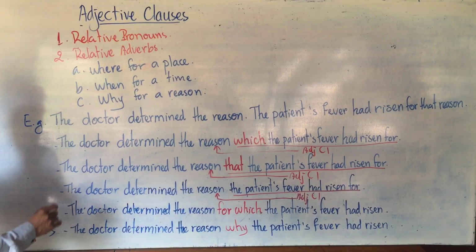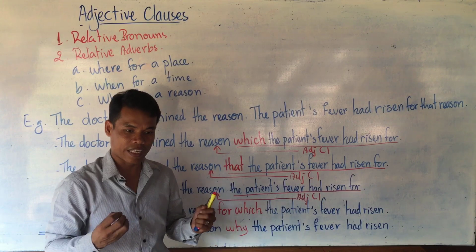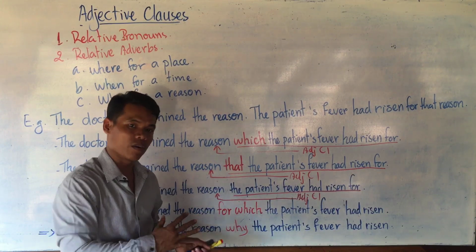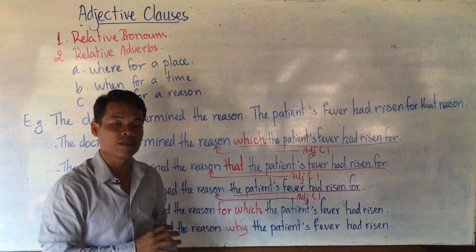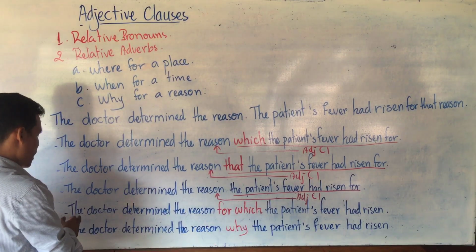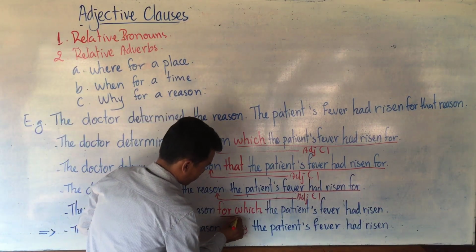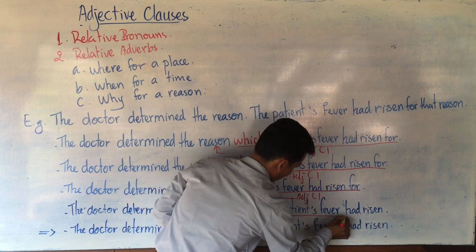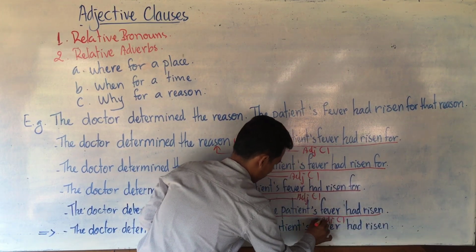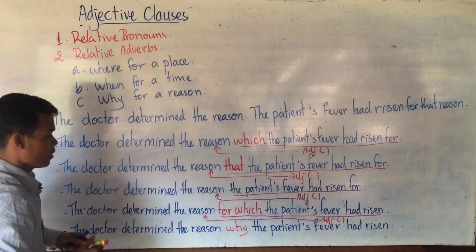Okay, and as you know, in order to write it in a formal way, when a relative pronoun is the object of a preposition, we have to place the preposition in front of the relative pronoun. So we can write another one: the doctor determined the reason for which the patient's fever had reason. The adjective clause modifies the reason.